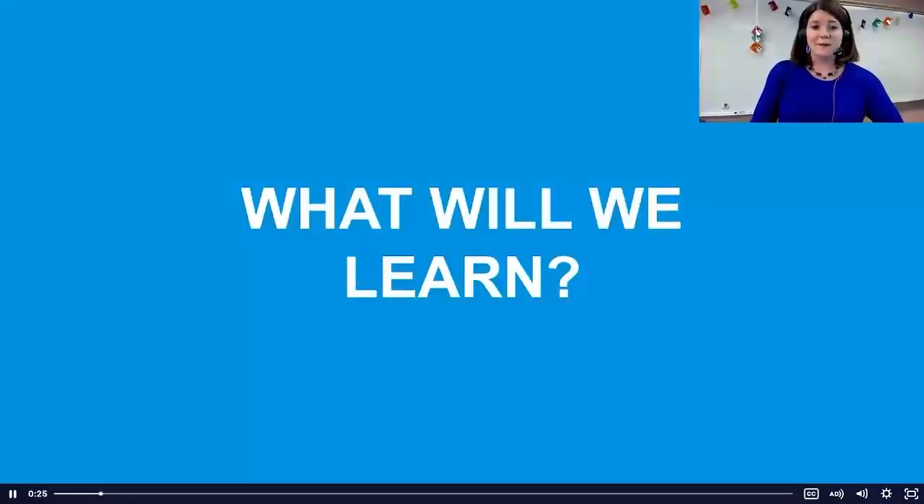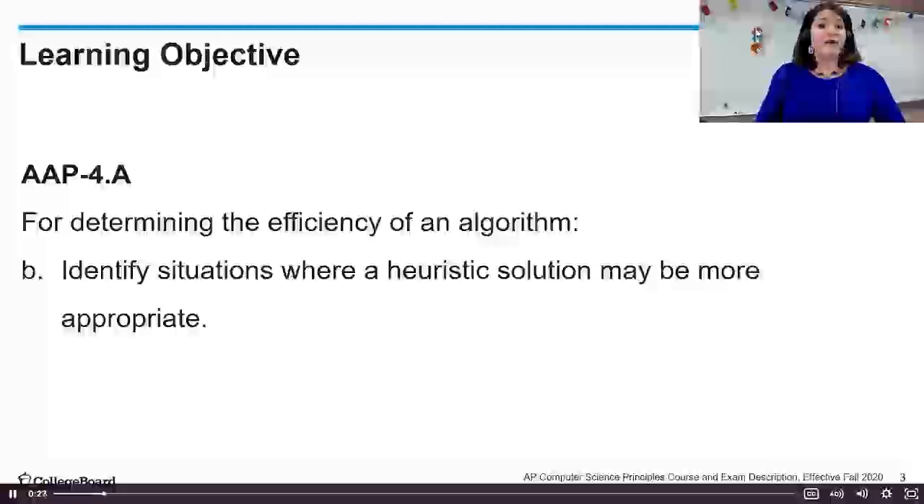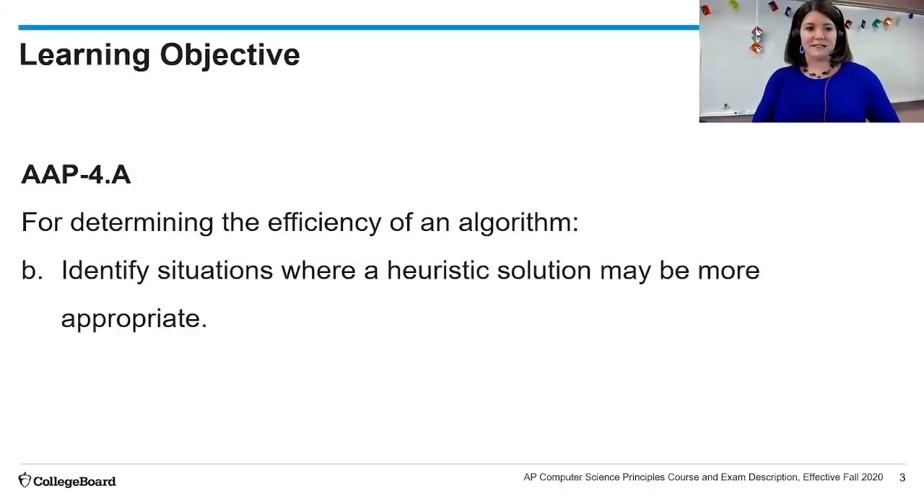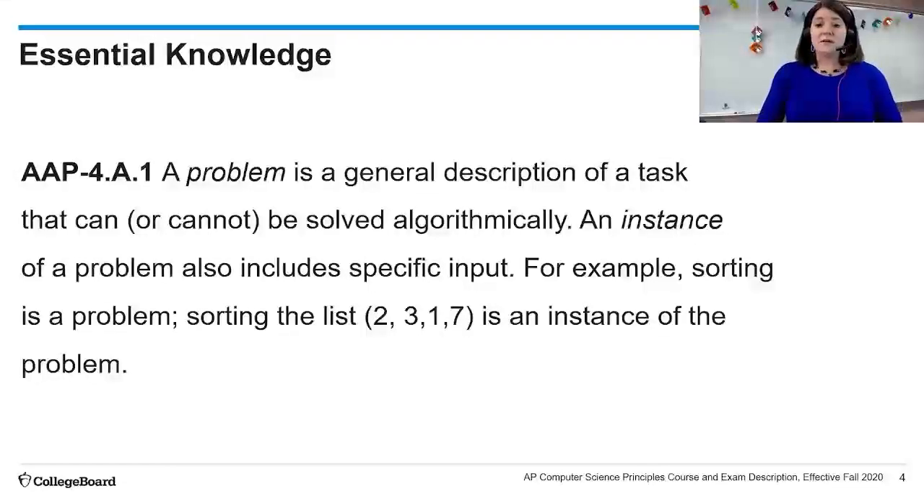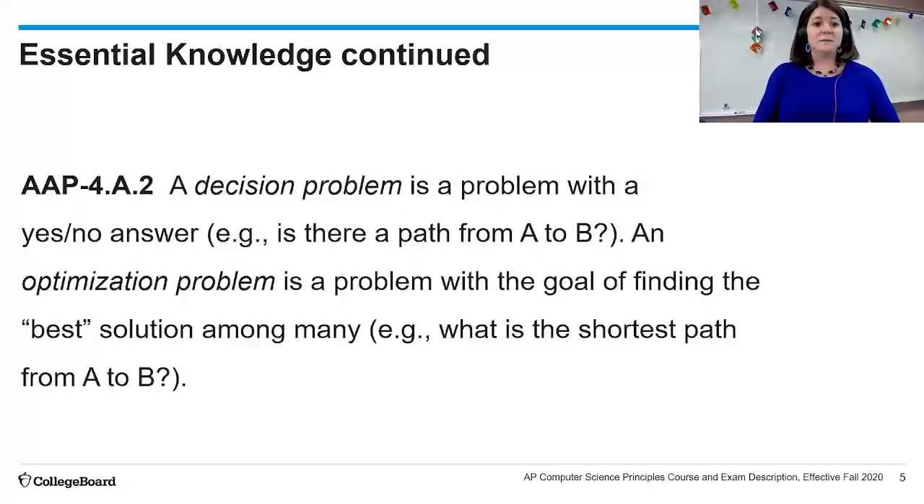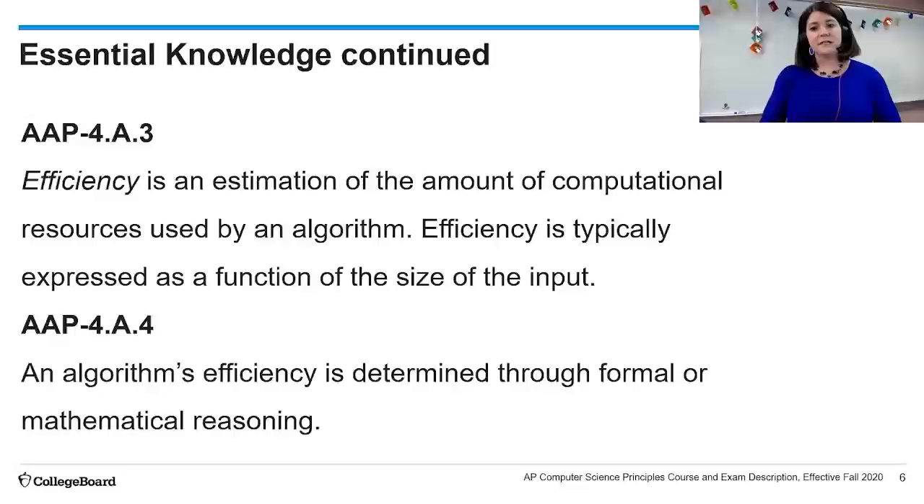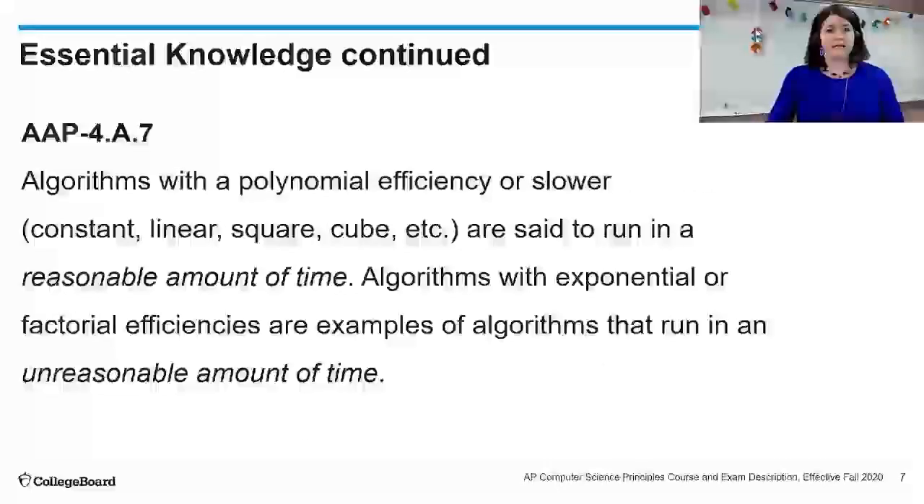So what will we learn? Today we're going to focus on identifying solutions where a heuristic solution may be more appropriate. Still a similar learning objective, but a different part of it. So we're still going to be taking a look at problems, and today specifically we'll be looking at decision and optimization problems. We're still going to be talking a little bit about efficiency and the fact that if an algorithm isn't efficient, then we may need to use a heuristic.